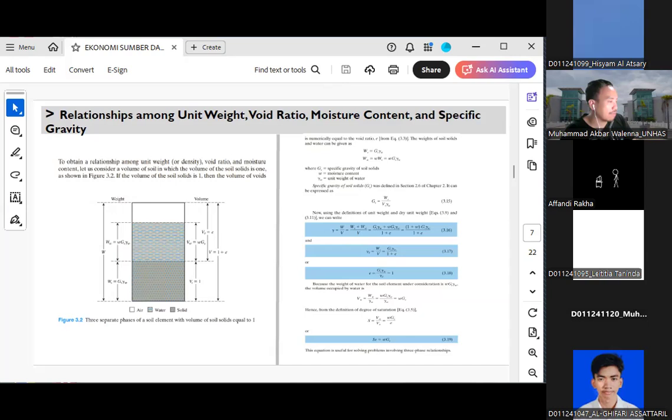I think we have already explained how we should interpret the results of saturation testing. Basically, if it is 100%, it means that the soil is fully saturated. Otherwise, it means the soil is not fully saturated. It can be dry, it can be partially saturated. It depends on the percentage of the saturation.